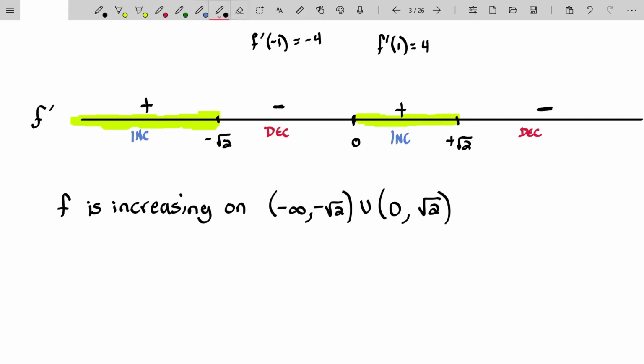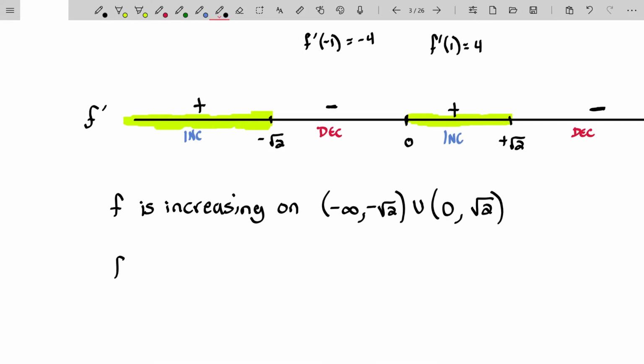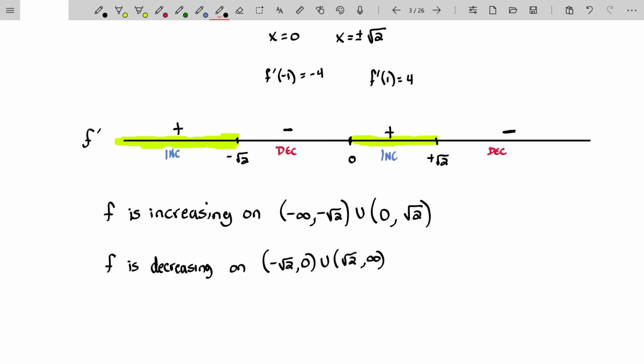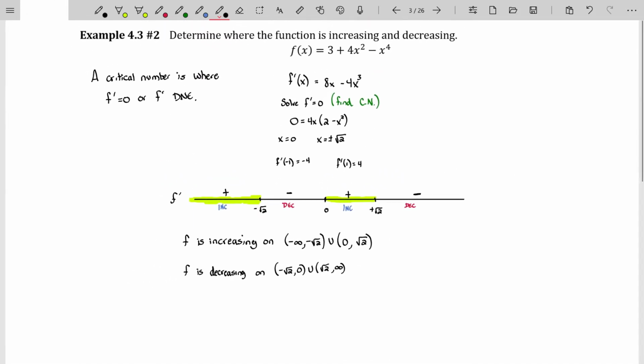The other piece we need to state is where f is decreasing. And that one is done simply the same way, right? It's decreasing on negative root 2 to 0, and then root 2 to infinity. There you go. So that's a pretty good, robust example so far. And this is, like I said, a gentle introduction to the graphing.